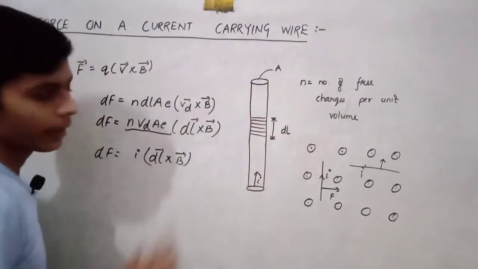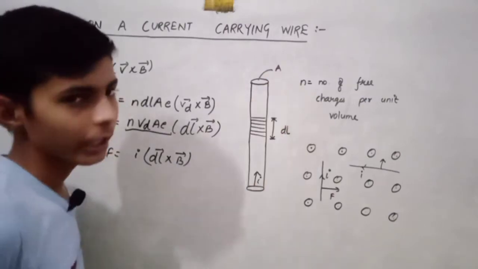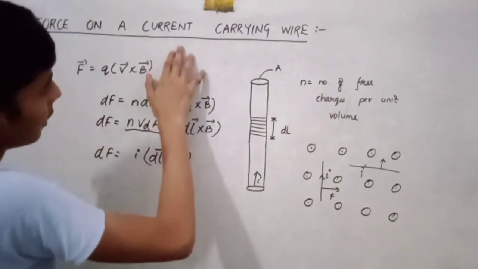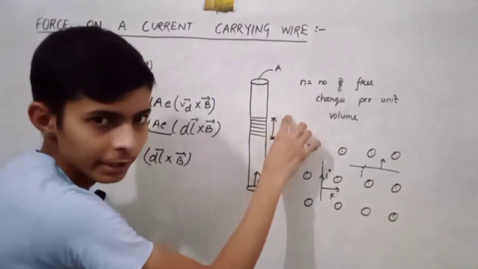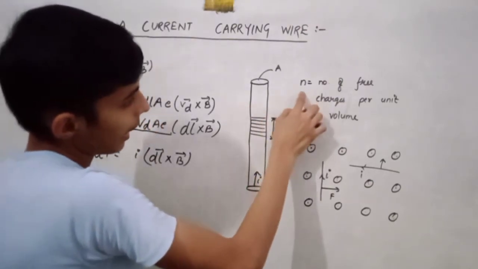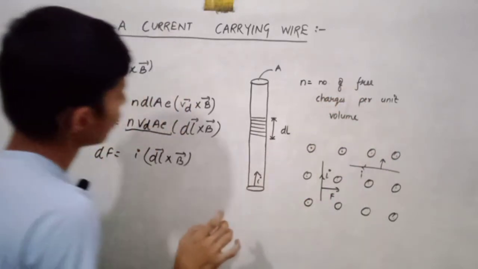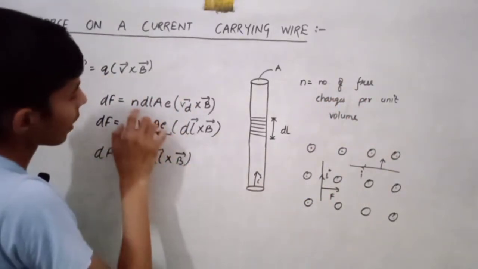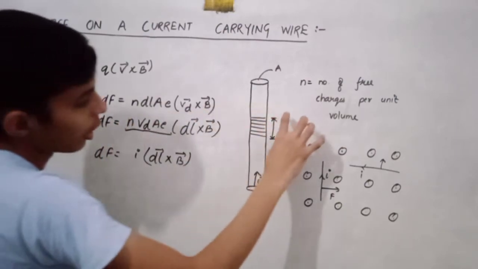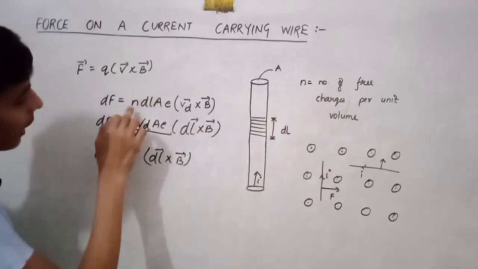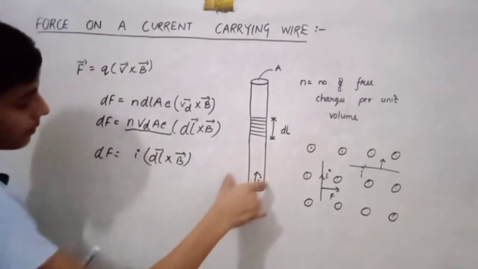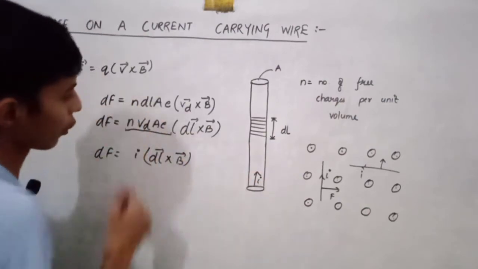Firstly, this is a wire of cross section area A. This wire has a cross section area A throughout. And for finding the force, I suppose a small element dl here. So n equals the number of charges per unit volume. So in place of Q, I put n dl A e. dl A is the volume of this small element dl, n is the number of charges, and e is the electron charge, because here the charge carriers are electrons.